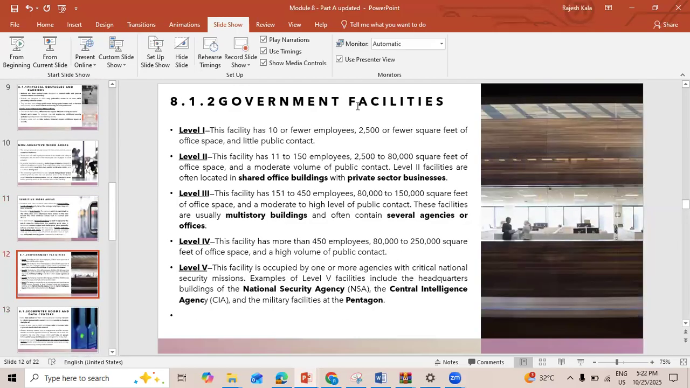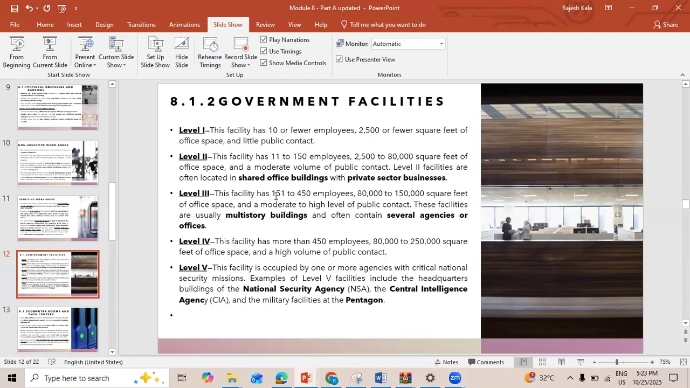Now, government facilities. There are different types of government facilities based on the number of employees, the area of that particular company, and what type of security features you want to implement. Level 1 means 10 or fewer employees, say 2,500 or fewer square feet of office space, and public contact is minimum. Level 2 is 11 to 150 employees, up to 80,000 square feet of space, and public contact will be moderate. They're located in shared office buildings with private sector businesses.